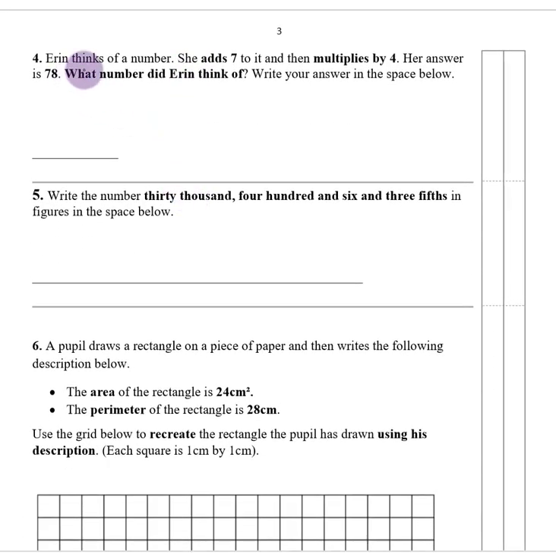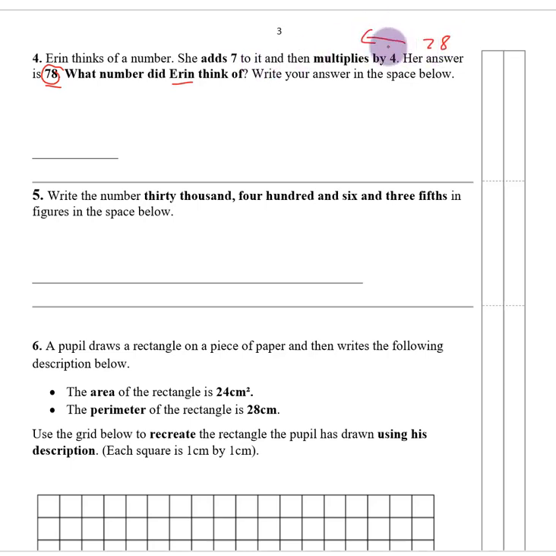Number 4, Erin thinks of a number. She adds 7 to it and then multiplies by 4. Her answer is 78. What number did Erin think of? So we treat this basically like a function machine. So we end up at 78 and we just go back through the story.